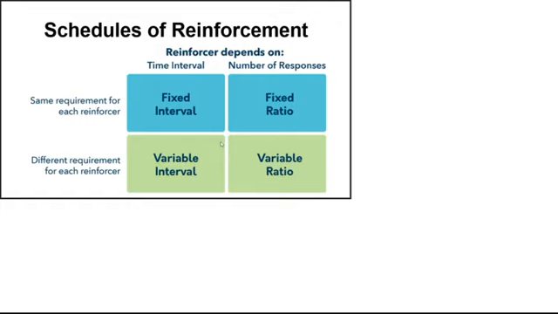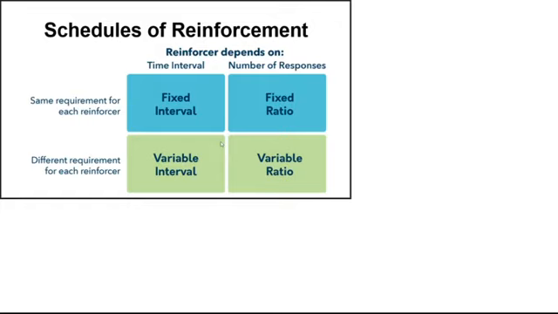We could then look at our fixed ratio. So same, again, a hard limit, and it's ratio, so it's the number of presses. So maybe every 10th time they press that lever, they get food. No variability there. And then on the bottom, we have variable interval.